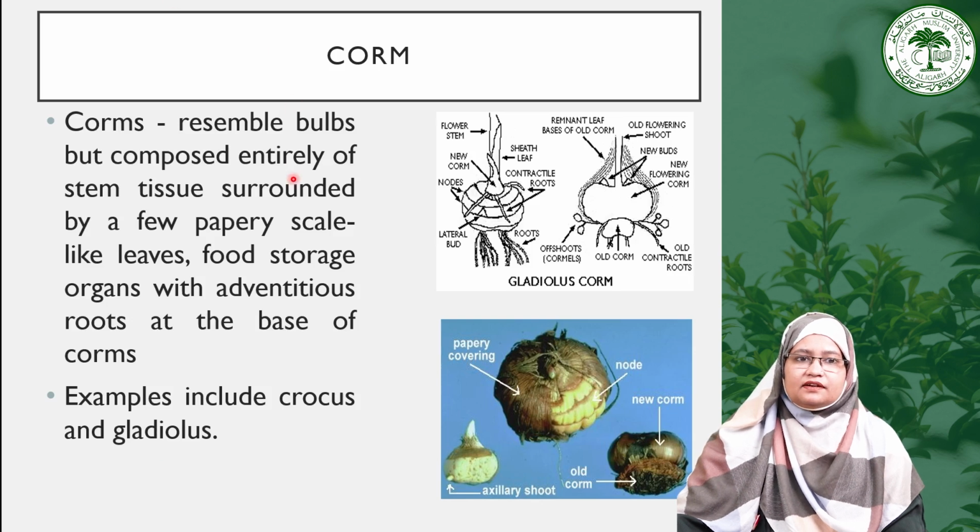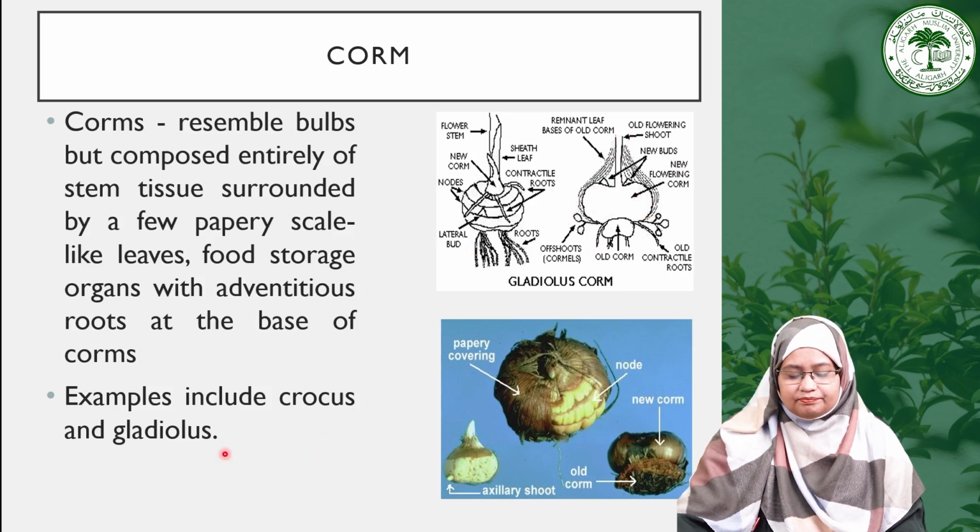Now moving towards the next one, that is the corm. A corm also resembles a bulb but is composed of an entire stem surrounded by a few papery scale leaves. As you can see here, these are the papery coverings, which have nodes and internodes, and they have a vertical growth habit, in comparison to ginger. As you can see, at the base they have roots. This is the older corm, this one is the new corm. These are the growth habits, and examples of corm are crocus and gladiolus.